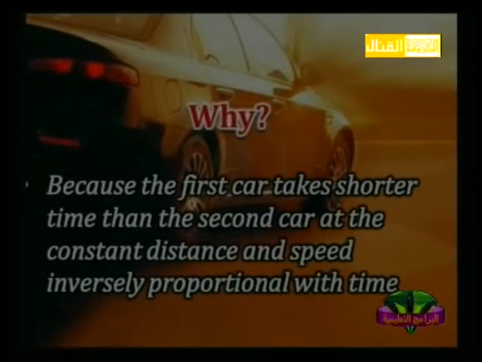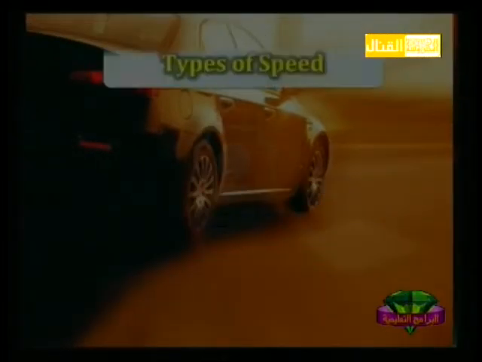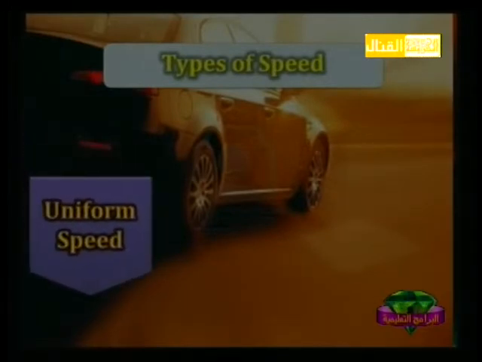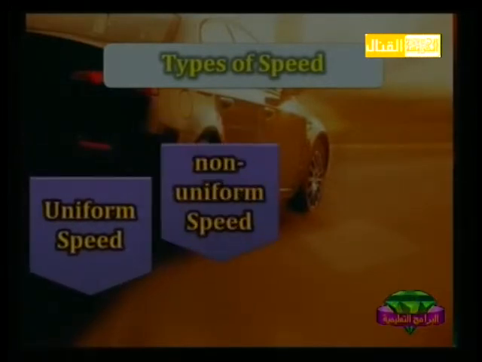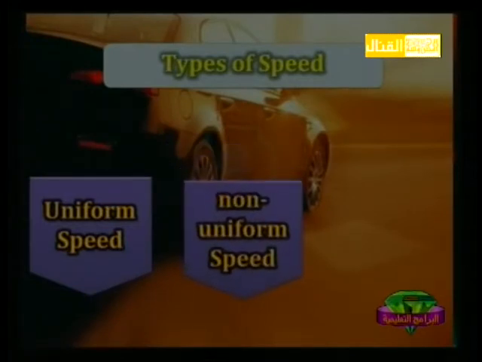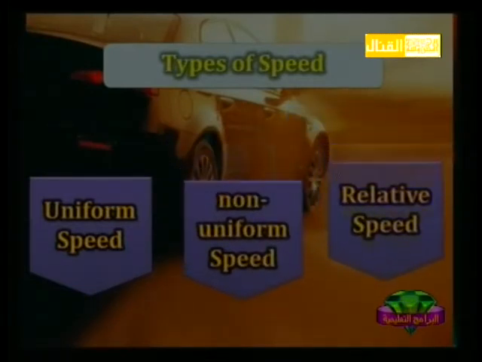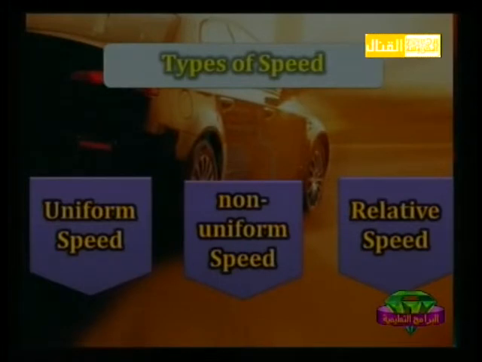Catch it, my lovely students. What about the types of speed? We know the speed has different types. Let's catch the first, uniform speed. Non-uniform speed. What about the third? Yes, relative speed. So, the types: uniform, non-uniform, relative.